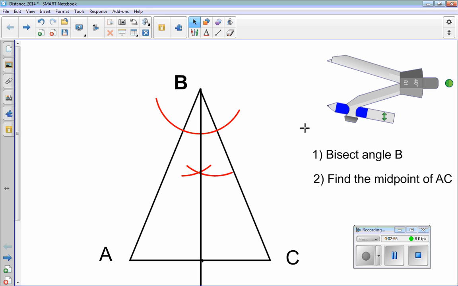Now, I didn't actually do the construction of the midpoint of AC, but I could have. Remember, midpoint is found by which of the four constructions that we know? Come on, folks. Midpoint is found by which of the four constructions that we know? Perpendicular bisector, okay? So you sometimes might need to actually do that construction fully.